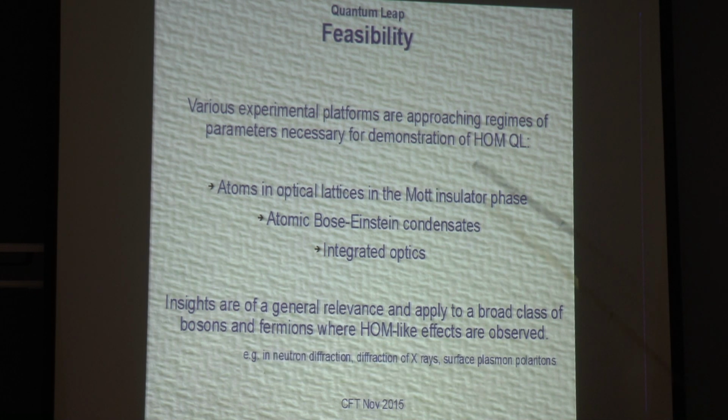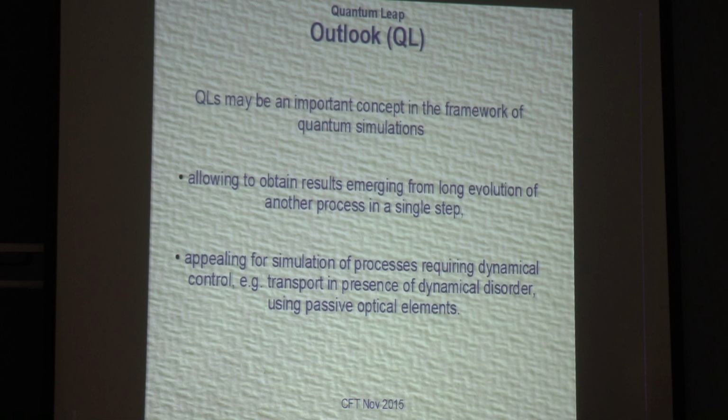I would like to comment on the feasibility of this, that this model could be implemented by atoms in optical lattices in the Mott insulator phase. There are plans that a more occupied Mott insulator phase can be created by atomic Bose-Einstein condensates and integrated optics. And these insights are of general relevance because Hong-Ou-Mandel effects have been observed and reported for neutron diffraction, diffraction of X-rays, surface plasmons, atoms, many systems.